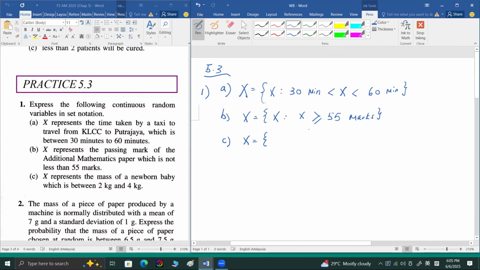Okay, now we see C. X represents the mass of a newborn baby, which is between. Now, see, same the word between. So you write X where X lies between 2 kg to 4 kg. Okay, got it?